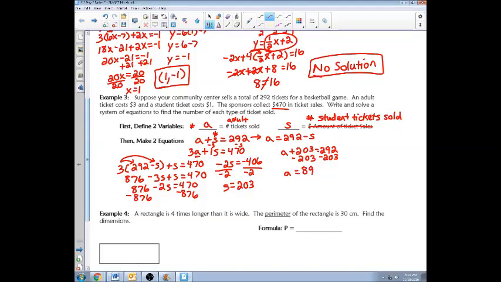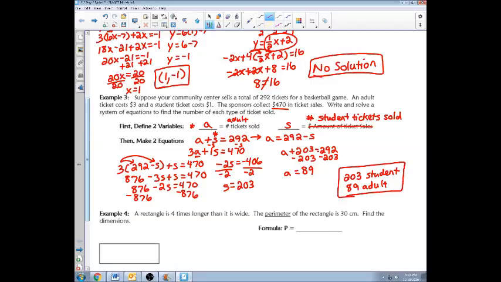So I don't want to write this necessarily in an ordered pair. If I was going to graph it, maybe I would. But just for this problem, I will say I sold 203 student tickets and 89 adult tickets. And I will end right there.